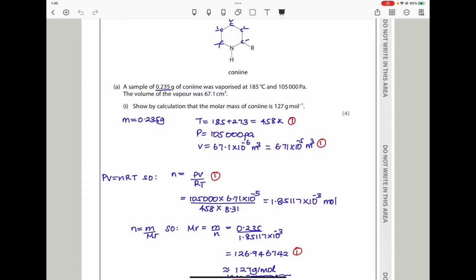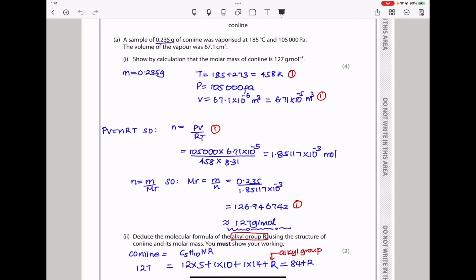So here the mass is that. The temperature given is in degrees Celsius, so you add 273 to create Kelvin. The pressure is 105,000 pascals, so conversion of this gives you 1 mark. Conversion of volume to meters cubed also gives you a mark. So using PV equals nRT, number of moles is going to be PV over RT. So substitute pressure, volume, temperature, and R. I got that. We know number of moles is mass over molar mass. So molar mass is equal to mass divided by number of moles, which is going to be the mass given here divided by the number of moles calculated here, which is approximately 127 grams per mole.